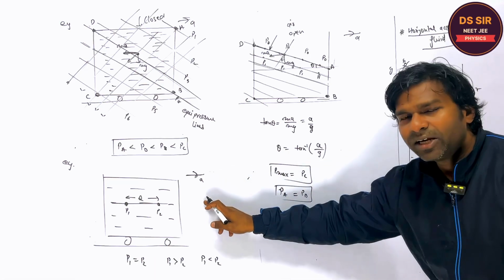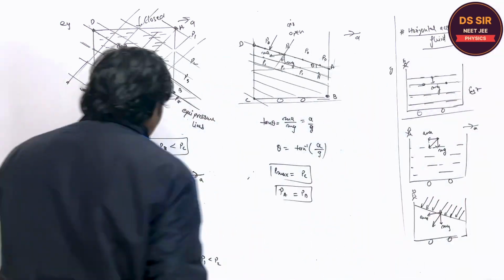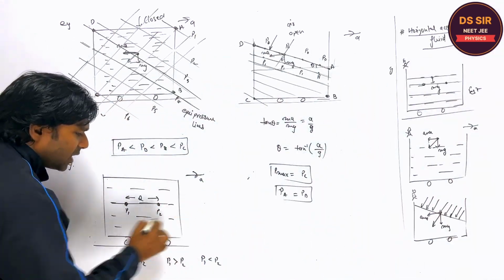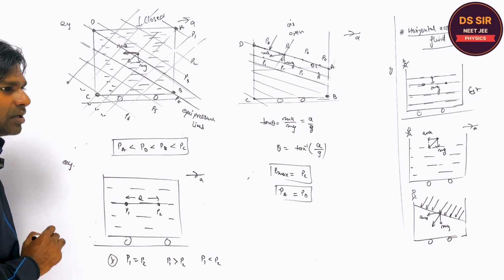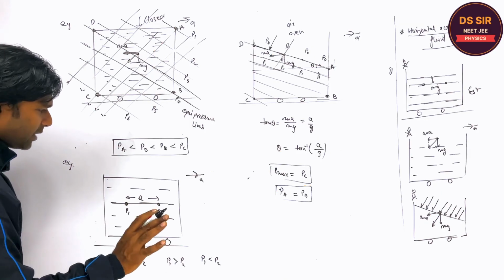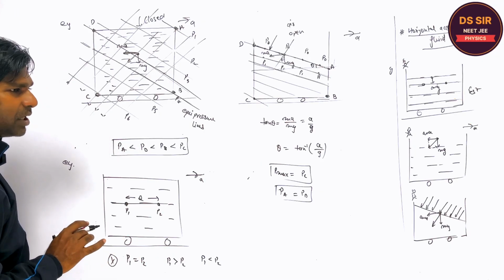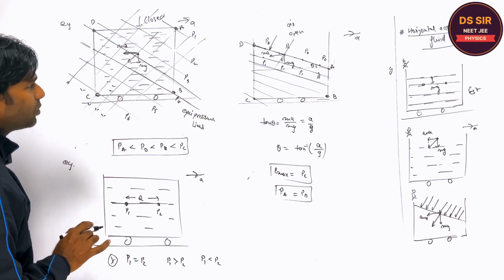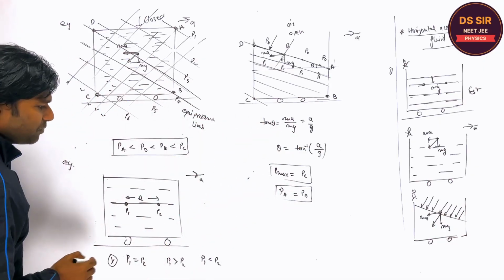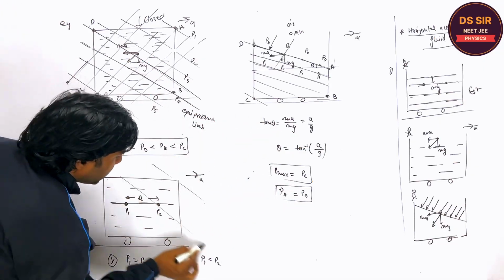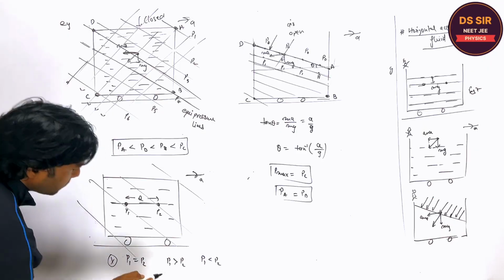But it is accelerating fluid. What type of equipressure lines? These are not the equipressure lines, and this is not the correct answer. Let me check. Did you make the equipressure lines? How will they be formed? Again, if it is accelerating in this direction, the equipressure lines will be like this.